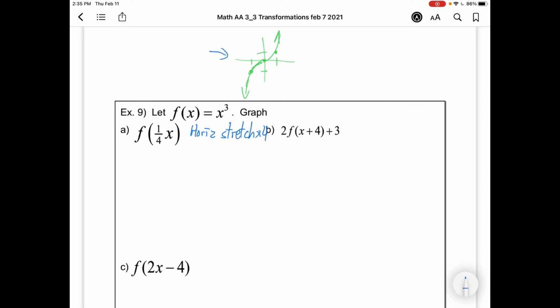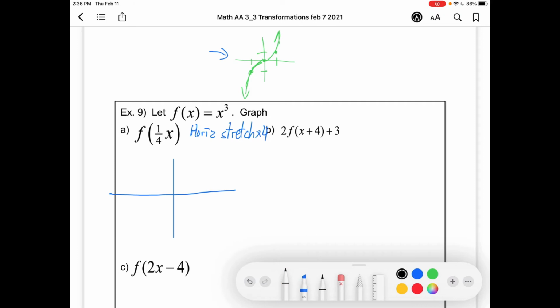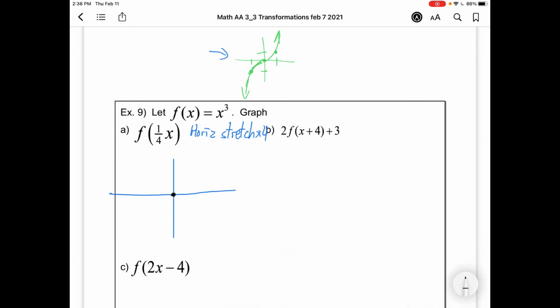So I'm just going to take all the key points from the original one and move them around so that I get a horizontal stretch by a factor of 4. Some people are going to feel comfortable doing this just by inspection. So they'll go, the origin, if I stretch it horizontally, doesn't change. The point 1, 1 will just be 4 times as wide. That puts it over here. The point negative 1, negative 1 will be 4 times as wide. That puts it right here. Okay. So now we really do have that green shape, but just kind of stretched out horizontally.